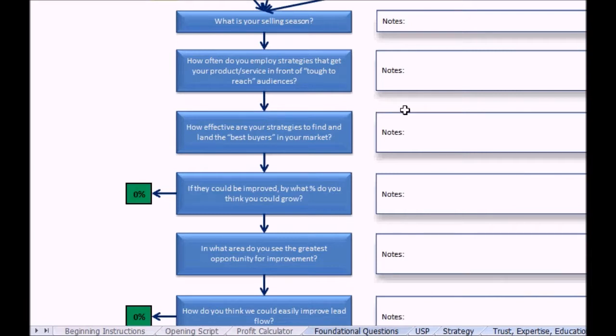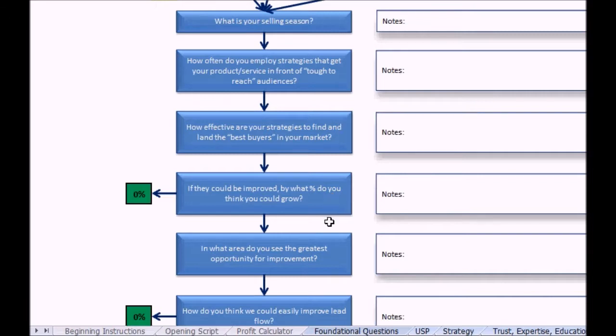How often do you employ strategies that get your product or service in front of tough-to-reach audiences? I want to see how creative they are and maybe what they do. How effective are your strategies to find and land the best buyers in your market? Now, if they could be improved, what percent do you think they could grow? Now, if they have some ideas here, you can write them down, or perhaps you will add your own ideas if they come to you.